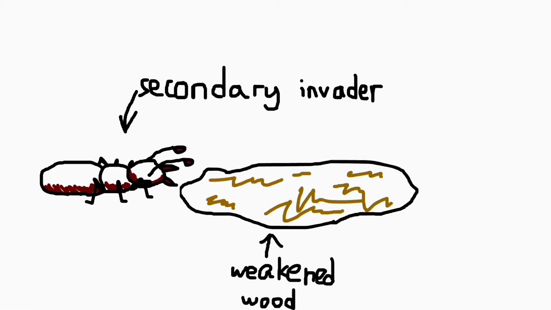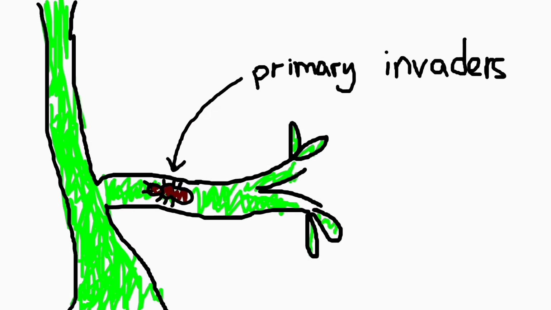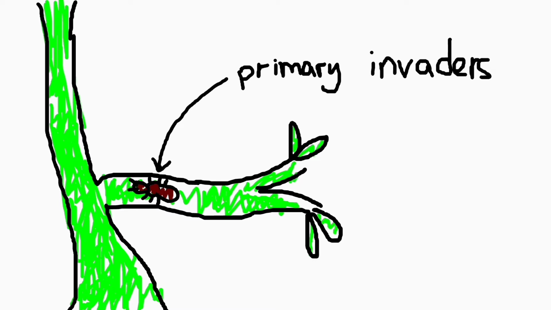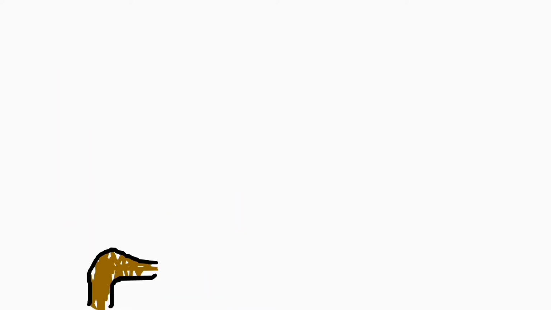Wood-boring beetles are usually referred to as secondary invaders because most of them only attack after a plant has been weakened by stress. On the other hand, wood-boring beetles that attack healthy plants are called primary invaders, and their invasions may eventually lead to the death of their hosts.